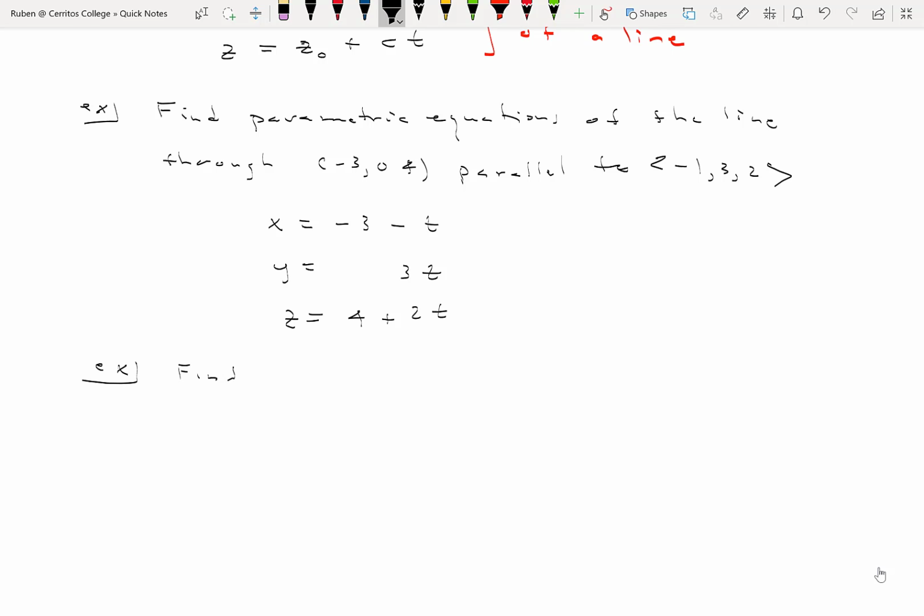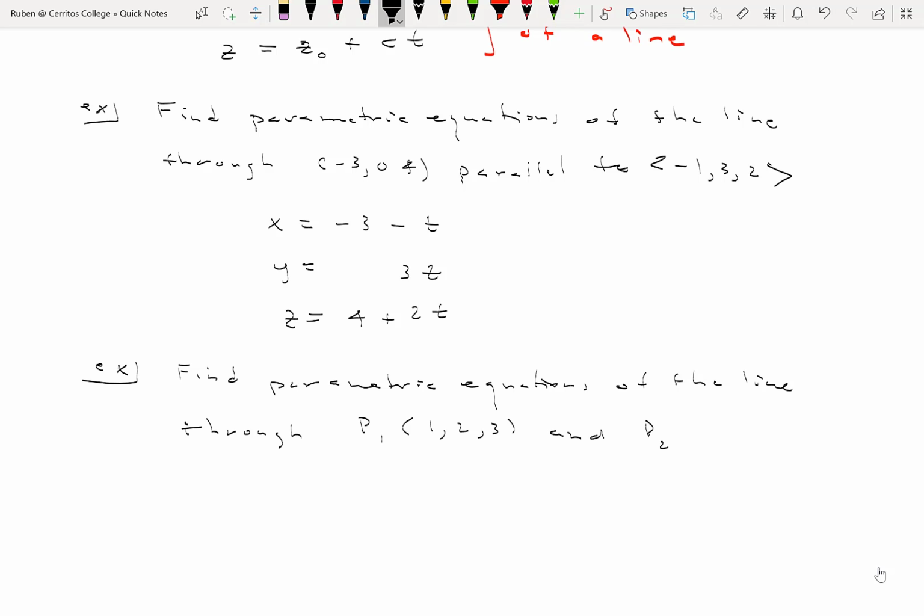For another example, find parametric equations of the line, let's say passing through P1, let's say (1, 2, 3). So we're given one point on the line.